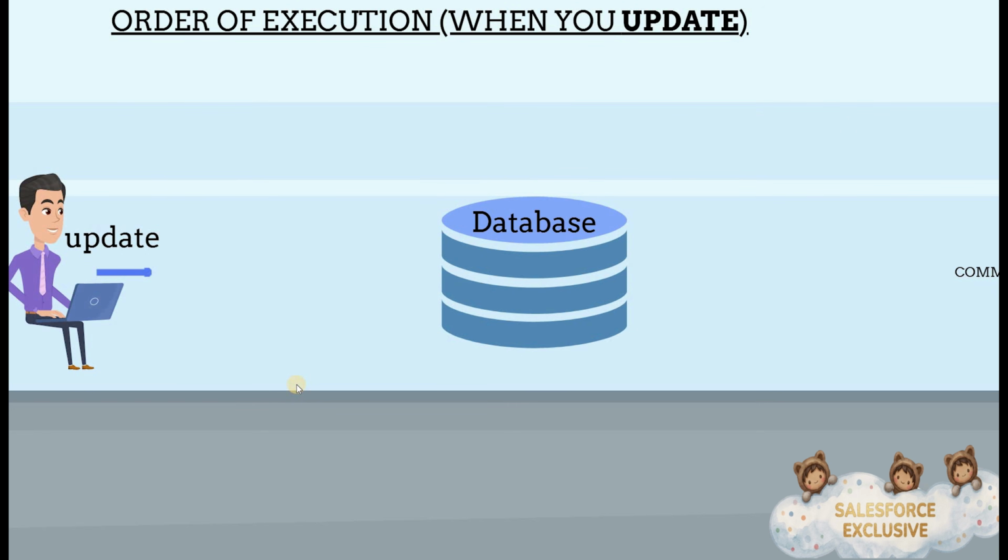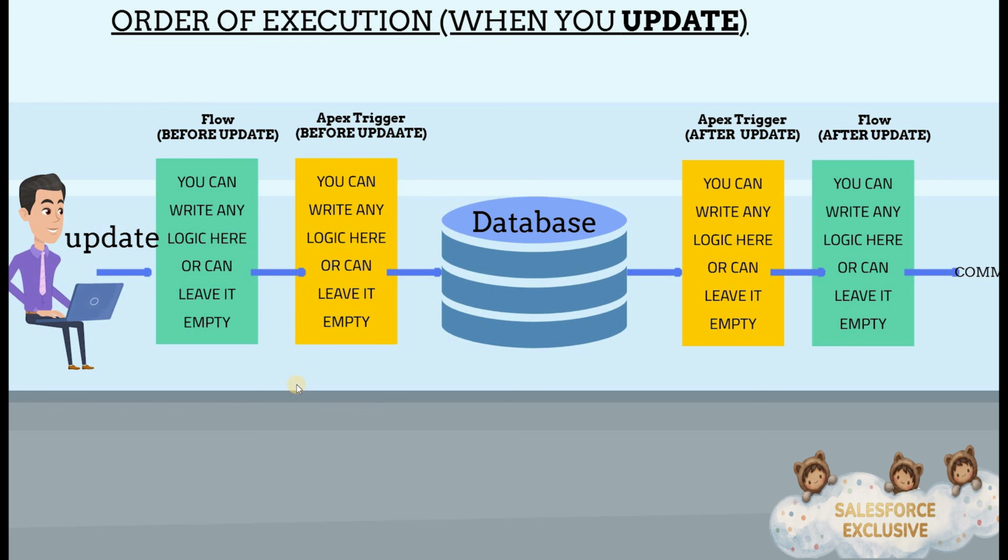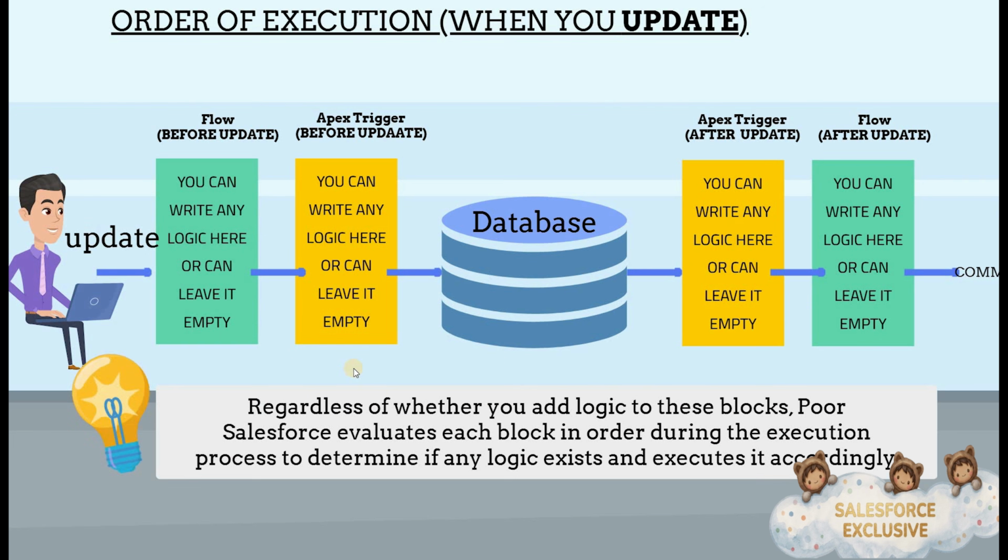In the same way, when you update, there are similar operations that will run for before update flow and before update trigger. So does for after update trigger and after update flow. If you write some logic in the respective triggers or flows, that logic will run, else there is no logic to run, right? Fun part here is, regardless of whether you write a logic in these respective blocks of flow or apex trigger, poor Salesforce always checks each of these blocks in the same order during the execution to see if any logic exists and executes accordingly. If the logic doesn't exist, it will move on to the next step or next block to see if any logic exists. And finally, it commits into the database.